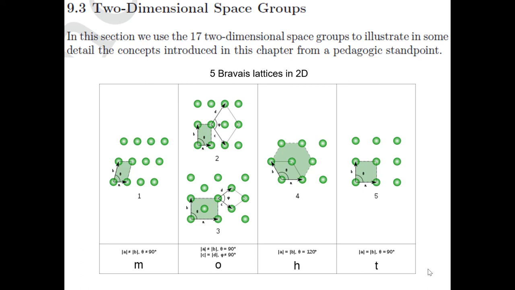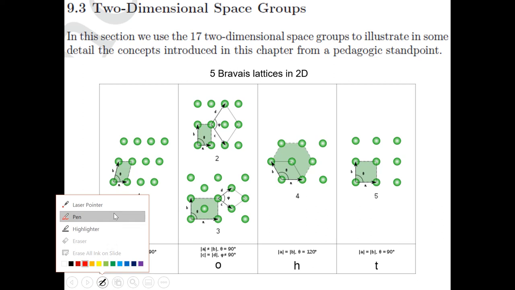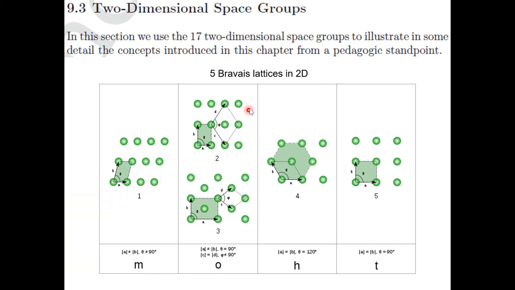Last time we discussed a little bit about three-dimensional Bravais lattices and space groups, and today we're going to discuss two-dimensional space groups because there's a smaller number of Bravais lattices in two dimensions and also a smaller number of space groups in two dimensions as well. Therefore it's easier to explore some of the concepts of group theory that we introduced in the previous lecture using the 2D space groups.